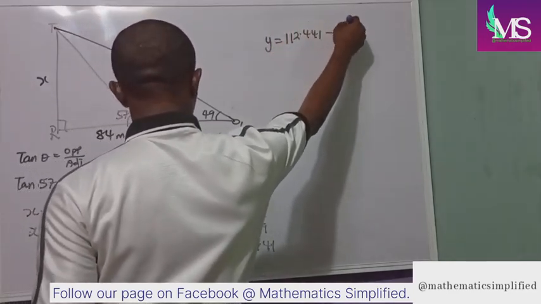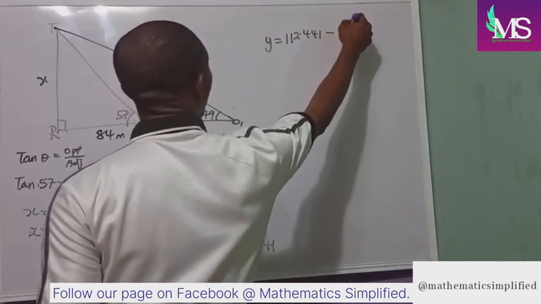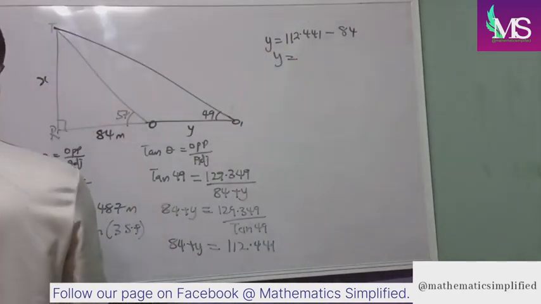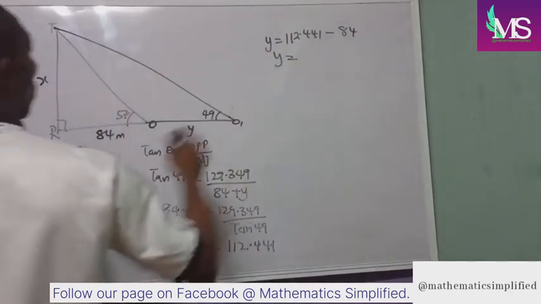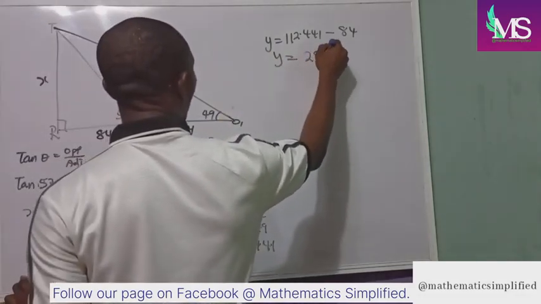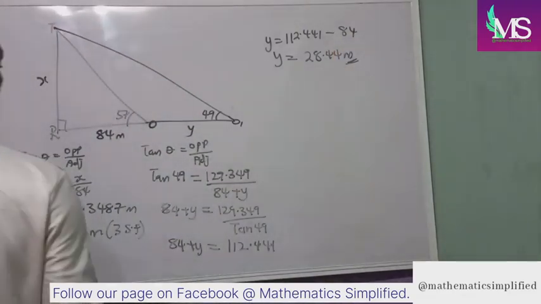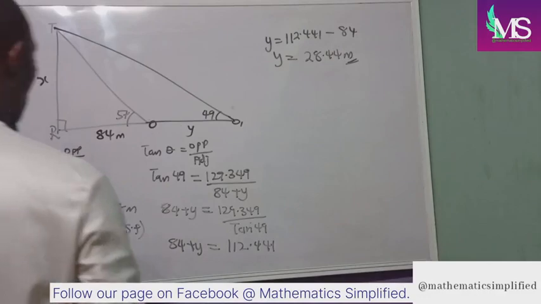Okay, now if we subtract, y is going to become 112.441 minus 84. So y equals 28.44 meters. So he moved 28.44 meters behind.